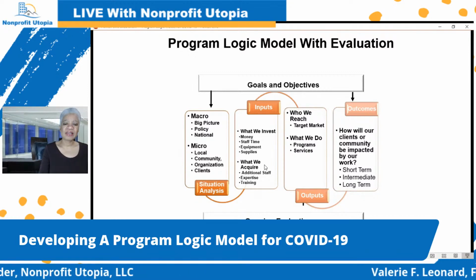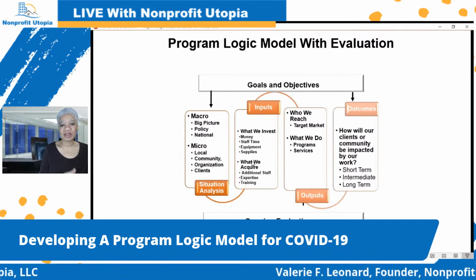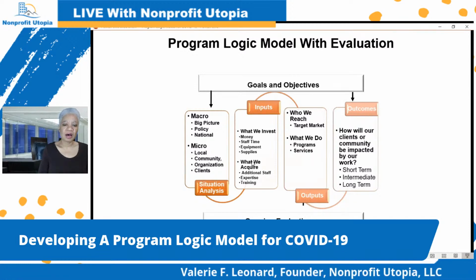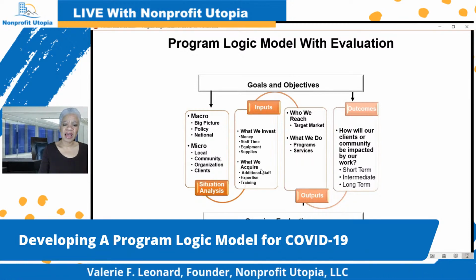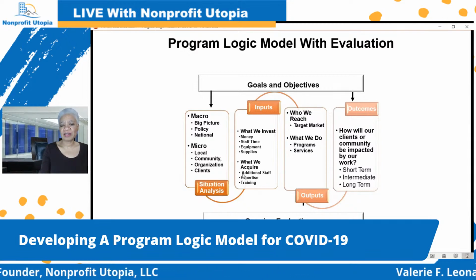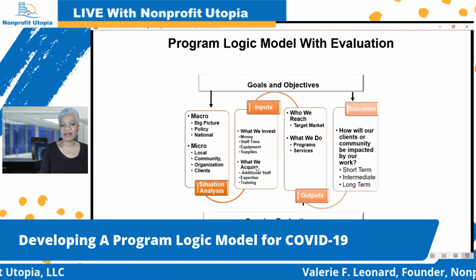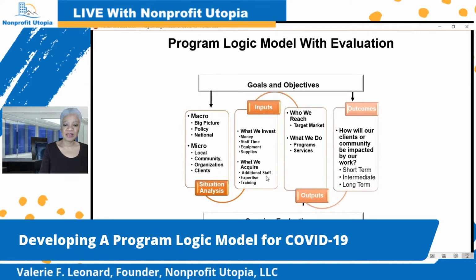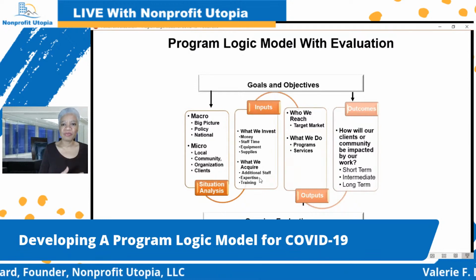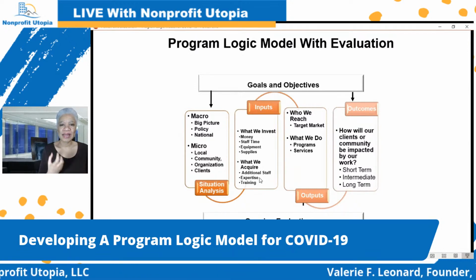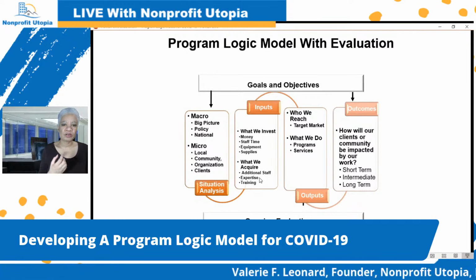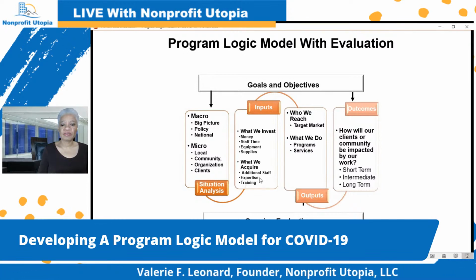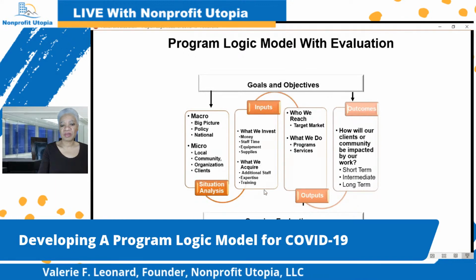And then what is it that we acquire? 9 times out of 10, you're going to have to get more money, right? You're going to need additional staff. So if there's funding to hire an additional person, then you do that. If you need to get volunteers, you do that. You acquire expertise. You get that through ongoing professional development, training that you're going to need in order to effectively fight COVID-19 in your community.